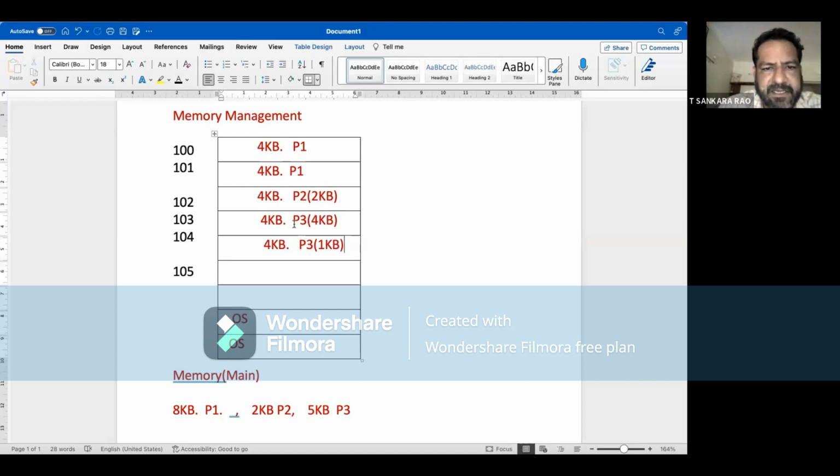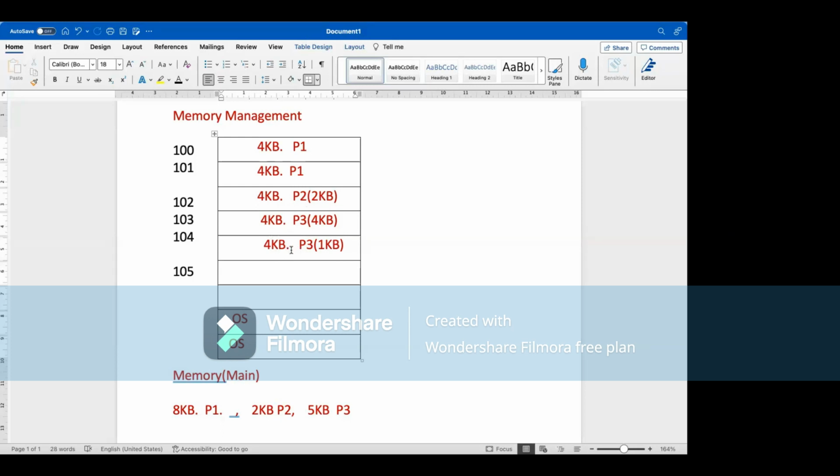Okay. So similarly, for P3, how much is wasted? Memory is wasted for P3. So due to P3, how much is wasted? Due to P2, 2 KB is wasted. Due to P3, how much? 3 KB. Very good. So this is called wastage of memory space.